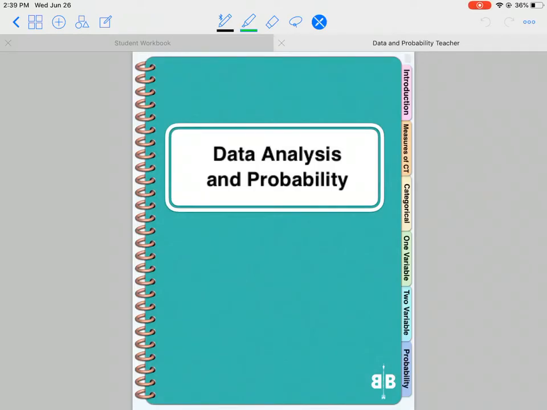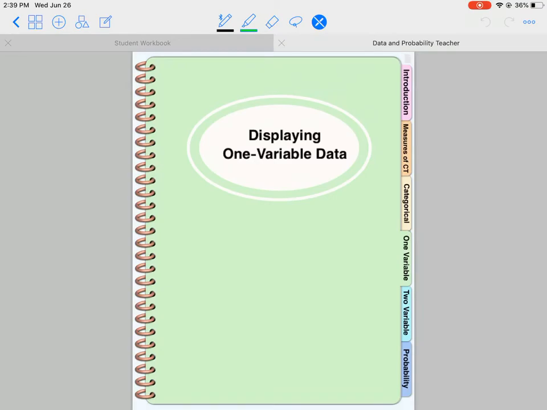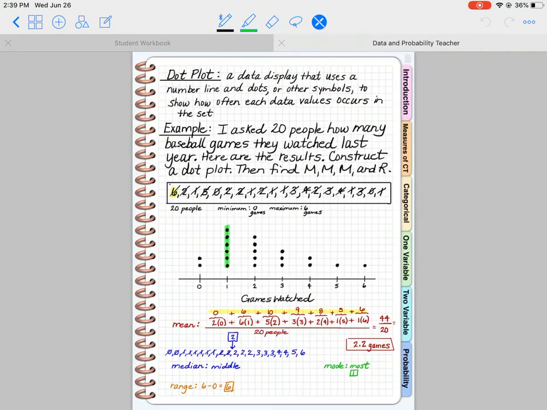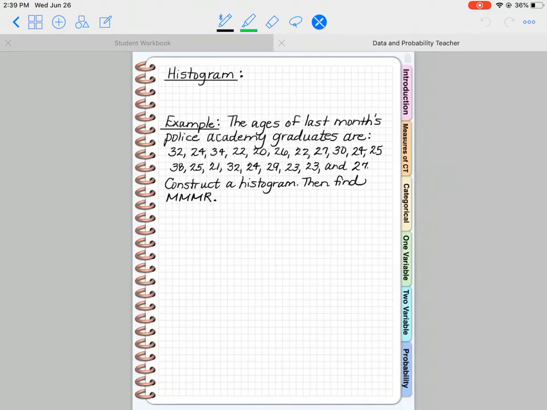Hi there, and welcome back for another video on graphing. Today we are still looking at one variable data, but we are going to look at the histogram. So if you find your page that has the histogram heading, I will give you the definition and then we'll do a word problem.